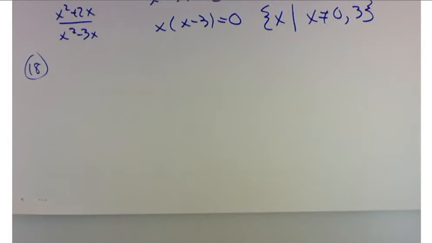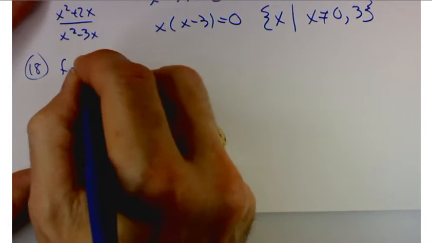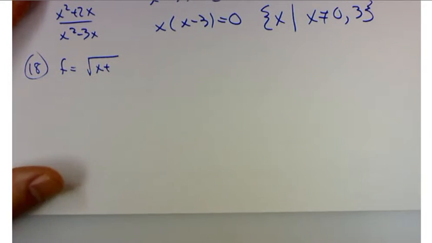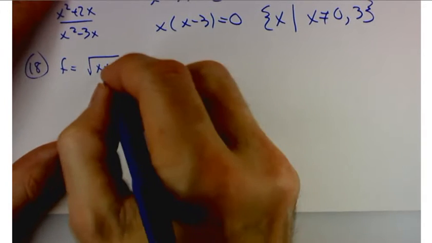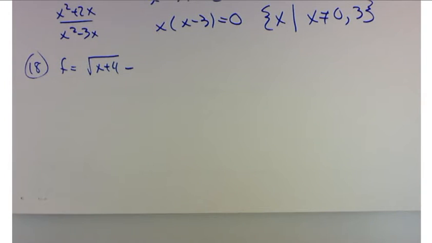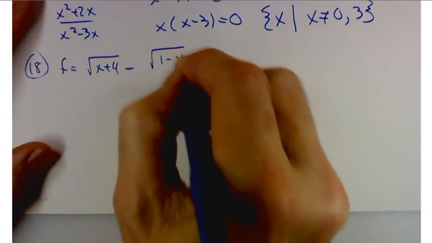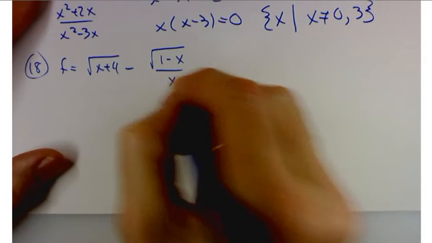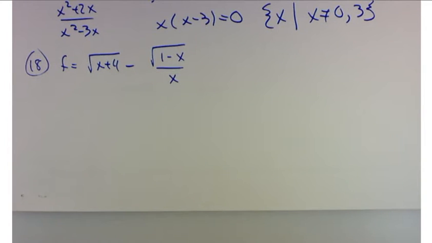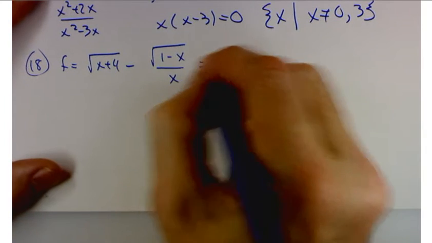So again, you're focusing on what values of x you can put into your function. So the domain is f equals the square root of x plus 4 minus the square root of 1 minus x over x. I should probably write that as f of x.